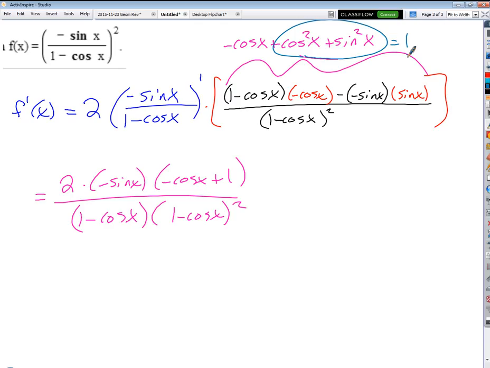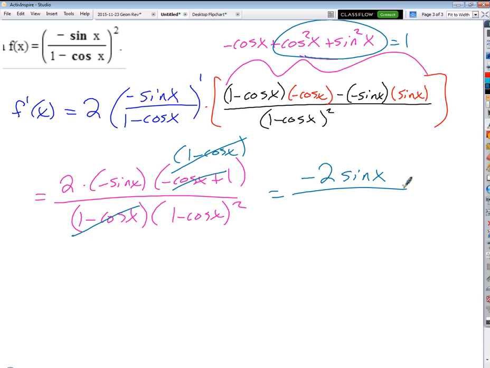Good. But what's another way of saying this? This is the same thing as the quantity 1 minus cosine x, isn't it? Now, that's a factor, because it's being multiplied only by other factors on the top, and this is a factor on the bottom. Now, I can cancel like factors. So that and that cancel, and so I end up with negative 2 sine x.